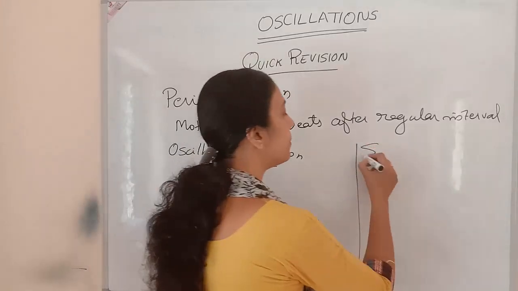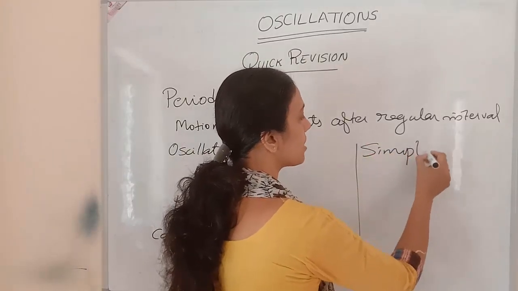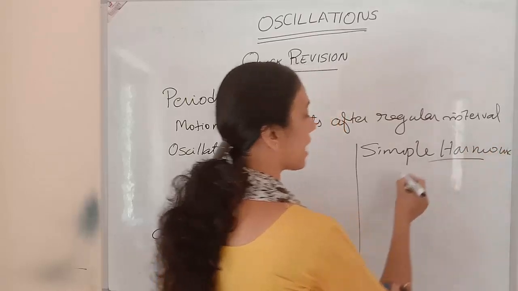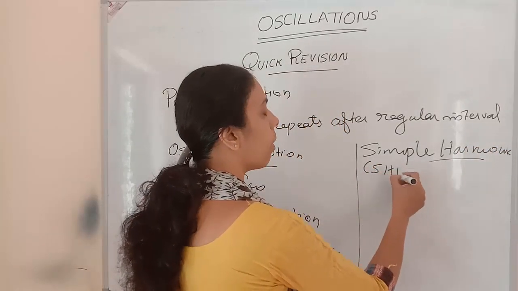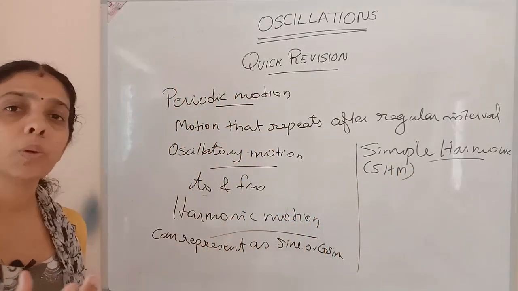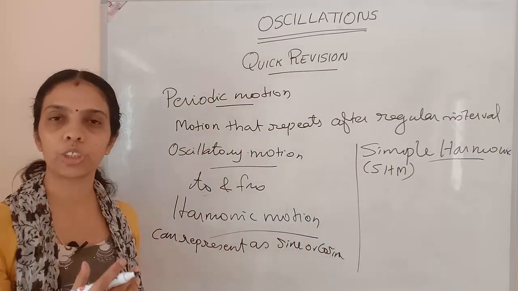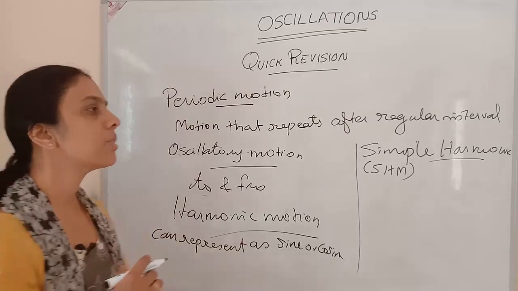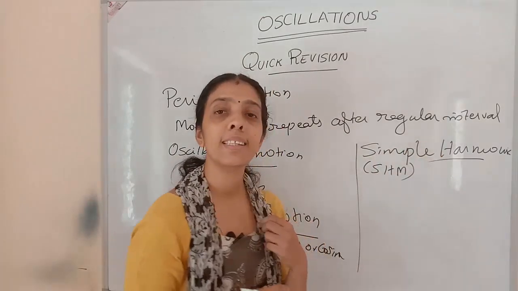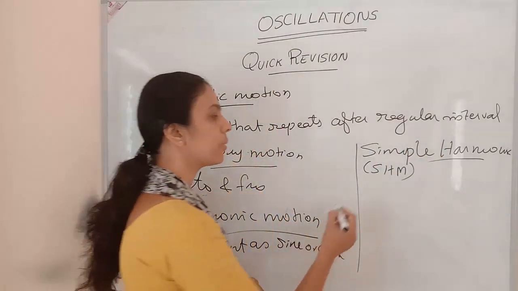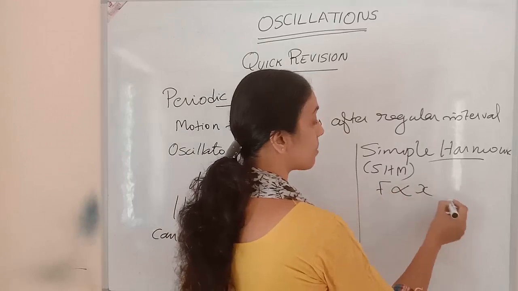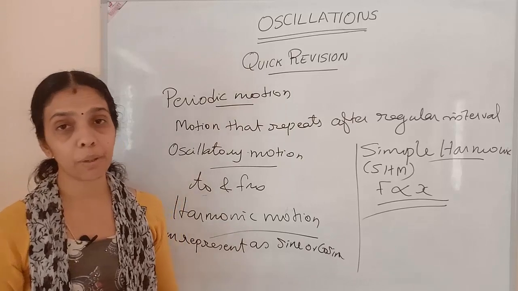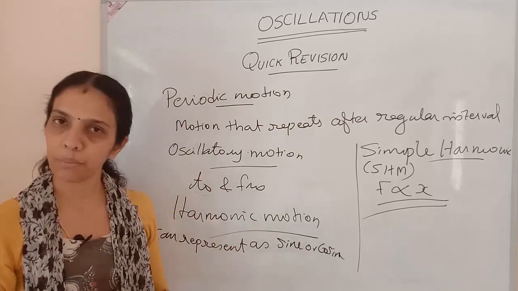Next is simple harmonic motion. What is meant by a simple harmonic motion? It can be represented as a sine function or cosine function, or we can say the force acting on that kind of motion will be directly proportional to the displacement. Such motions are called simple harmonic motion. The force acting on an object is directly proportional to the displacement from the mean position.